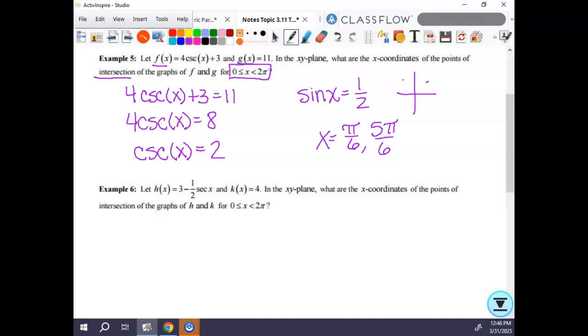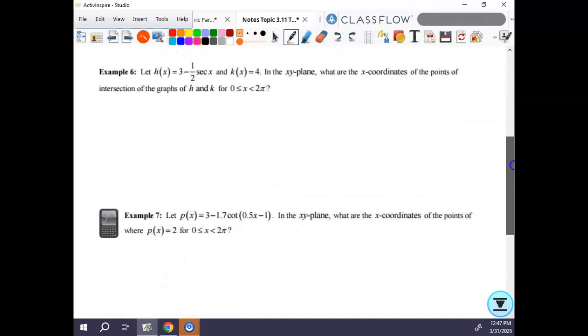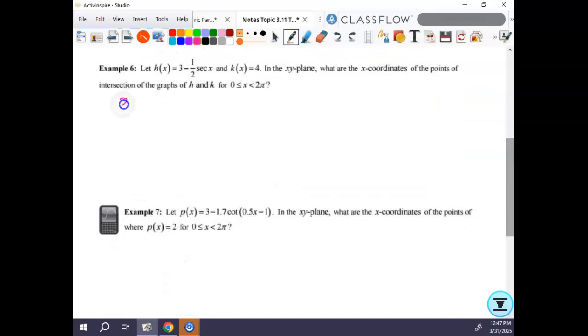So you just solve it to isolate it like you've done before, and then at that step, you take the reciprocal of both sides and solve it like you've been solving. What questions do you have? All right, let's do example 6. Same thing, we're finding the points of intersection, so we set them equal to each other. So 3 minus 1/2 times the secant of x equals 4. I start to solve it first. Subtract 3 from both sides. You get negative 1/2 times the secant of x equals 1.